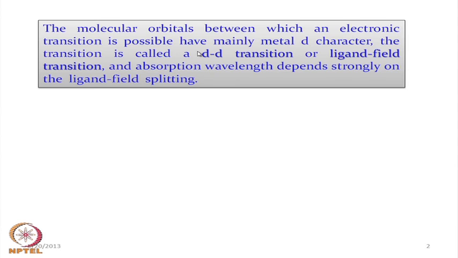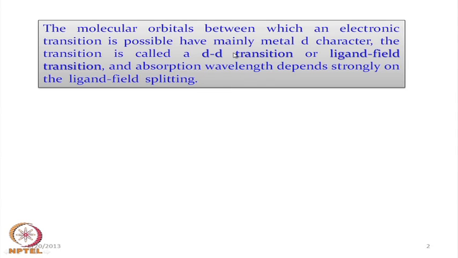We see that there are 5 d orbitals, and in an octahedral crystal field the 5 d orbitals will be split into 2, the t2g and the eg set. If the transition is taking place from the t2g set to the eg set, we will be considering those as the d-d transitions, and these transitions can also be considered as ligand field transitions, and the absorption wavelength will be dependent strongly on the ligand field splitting.